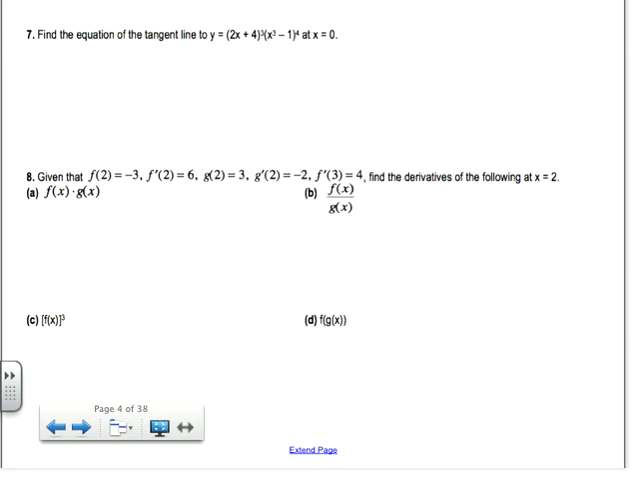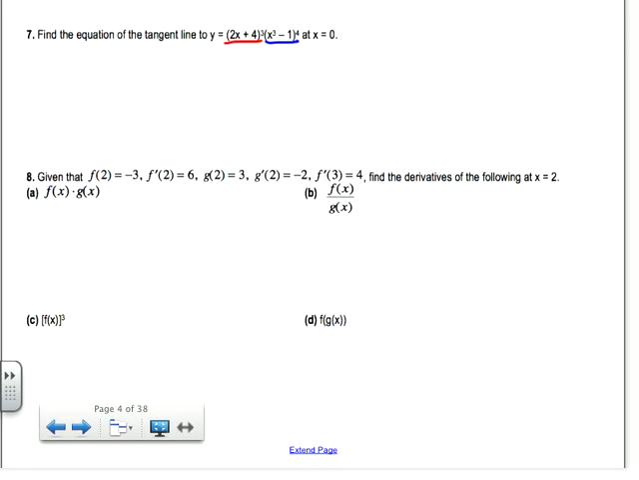All right, number 7, find the equation of the tangent line y equals 2x plus 4 to the 3rd times x squared minus 1 to the 4th at x equals 0. Okay, this is chain rule and what other rule? Product rule. Here's your 2 pieces.